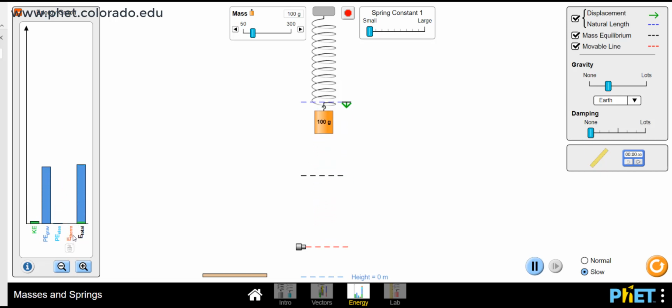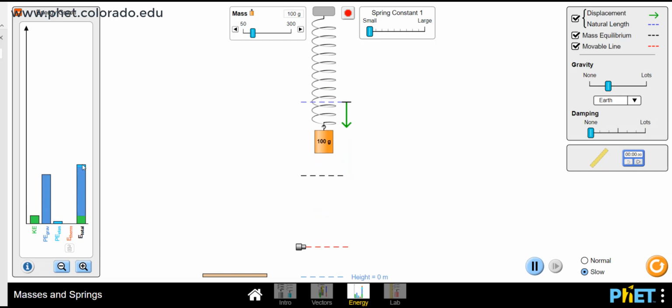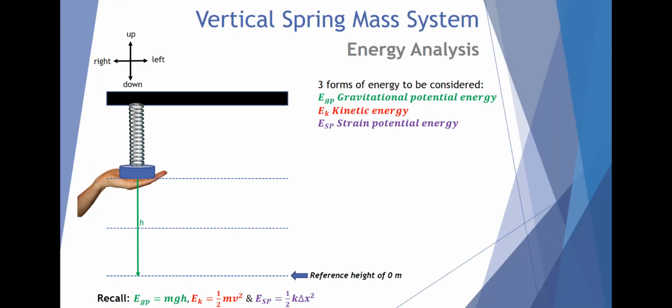It's an ideal spring system, so there's no thermal energy being wasted. Which means when we add these together anywhere in the system, the total amount of energy remains constant. It's only the forms that change, from complete gravitational potential to an increase in kinetic and strain potential.